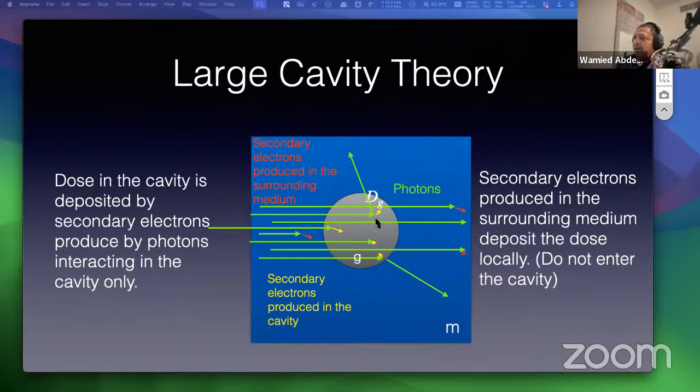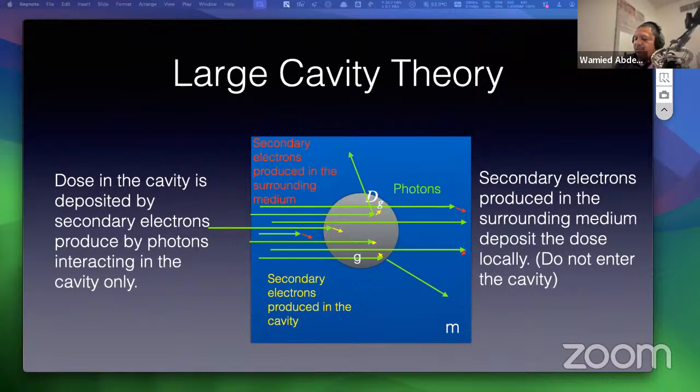And this will apply, for example, if we have a low energy photon beam, where the energy transferred to the electrons is very small, and once these electrons are generated, their range is very, very small. They cannot actually enter the cavity. So that is the assumption, what the source of the dose is in the cavity for the large cavity theory.